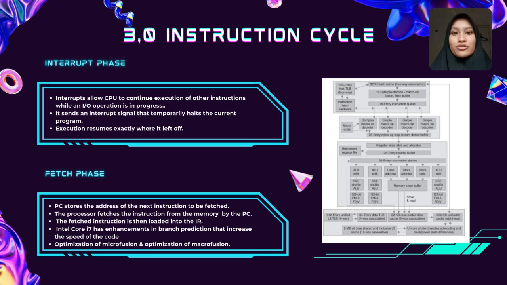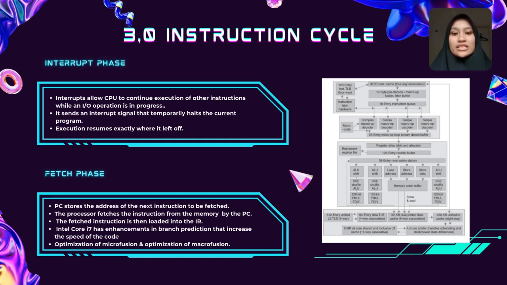During the fetch cycle, the processor fetches the instruction from the memory location pointed to by the PC. Later, the instruction is loaded into the IR to interpret it and perform the required action. In the Core i7 processor, an enhancement in branch prediction increases speed, and it optimizes macrofusion and microfusion to reduce latency.